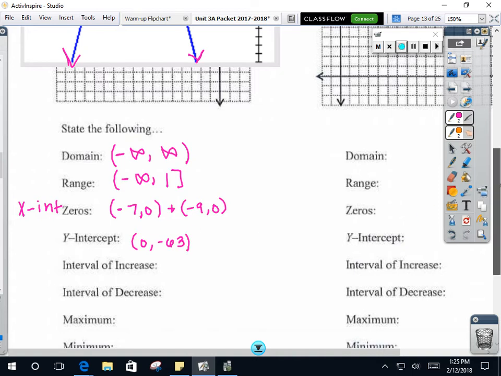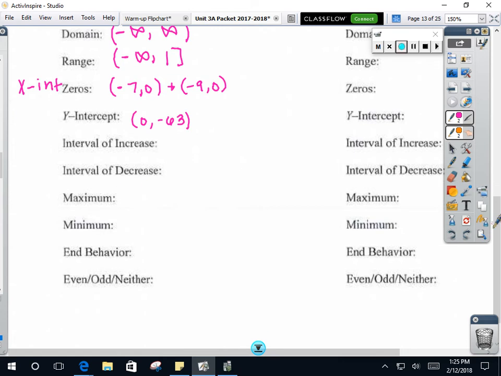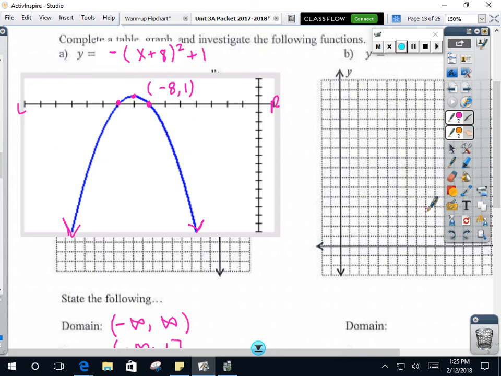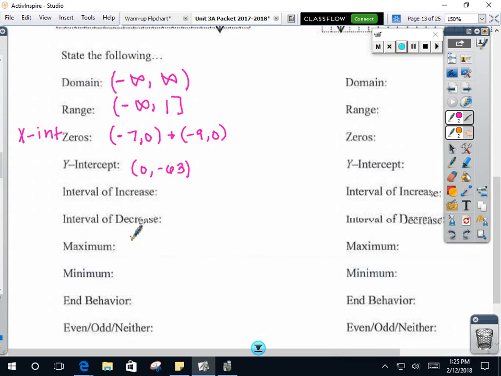Okay, interval of increase and decrease we'll come back and do last. Maximum. Does this parabola have a maximum point? Isn't this the highest point the parabola has? So the vertex is the maximum point, -8, +1. We're going to do that last because I'm going to draw on the graph for that, so we'll come back and do it last.